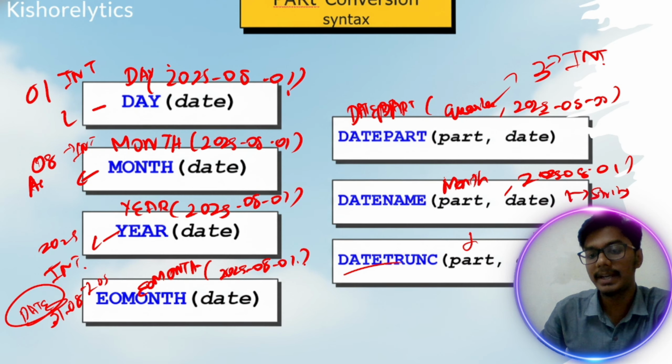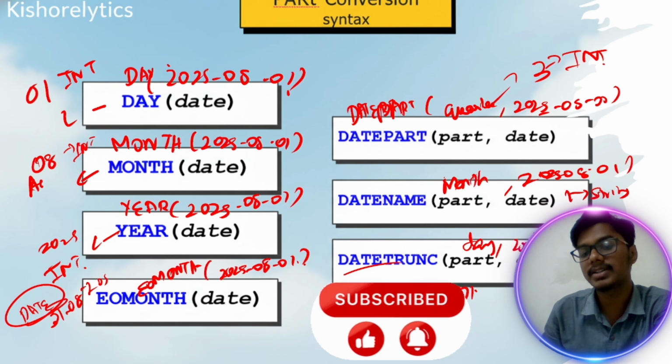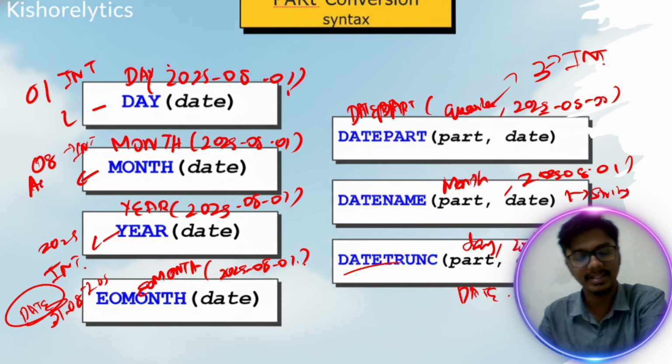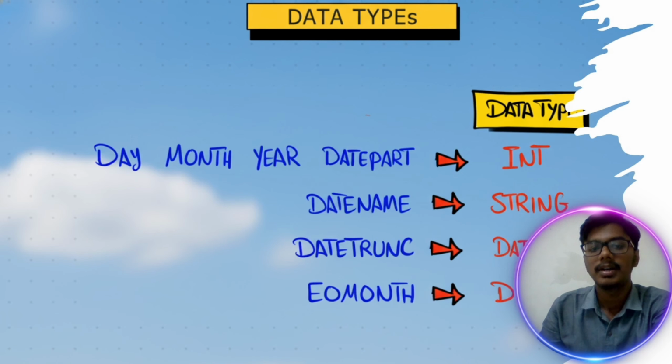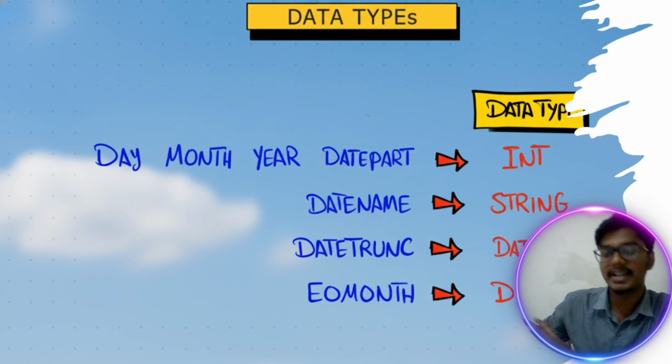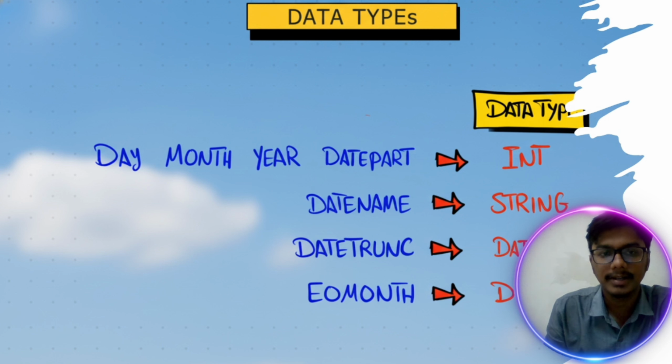I want the day part, right? So again, I'm giving the particular date as 2025 8. If we're giving the output as a string, it may be giving the output as a date. Now let's dive into the syntax and data type parts. I already told you, right: day, month, year and date part.